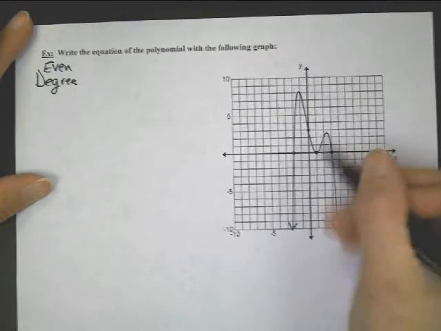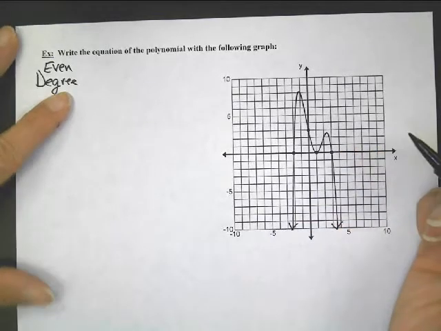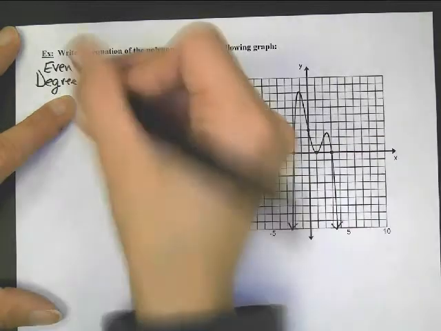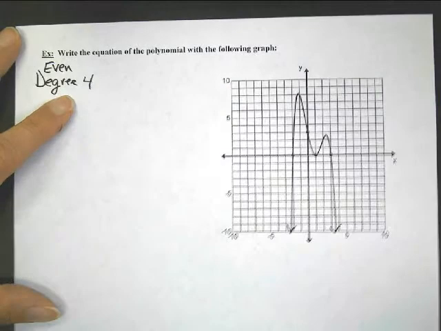And some people say 3. 1, 2, 3. It's not 3. We just said it was even. If you look at the curves, there's 3 turning points. This has to be a degree 4. Has to be a degree 4.